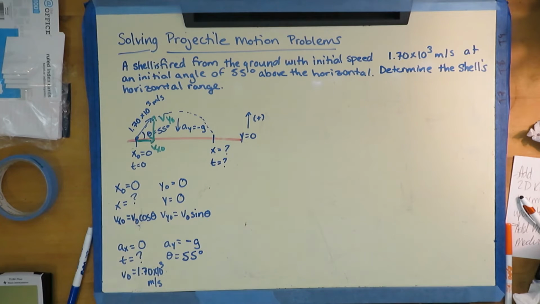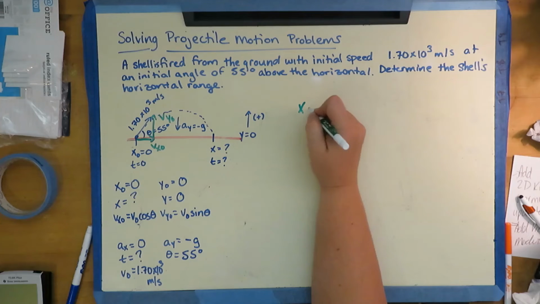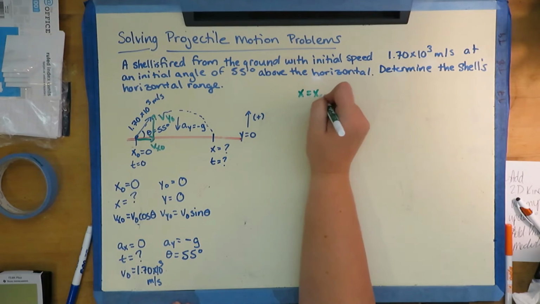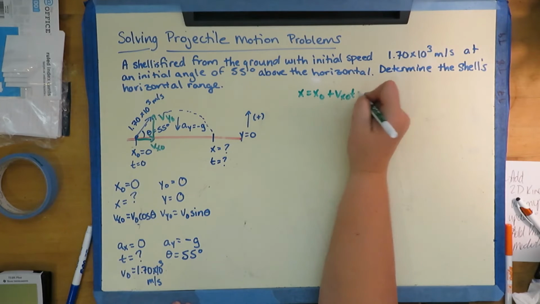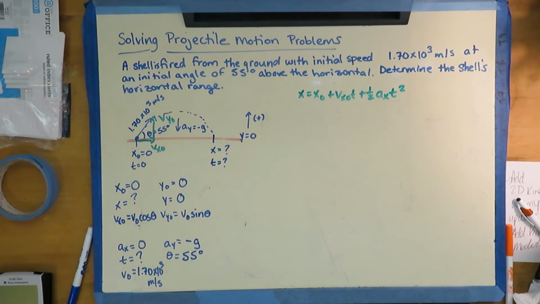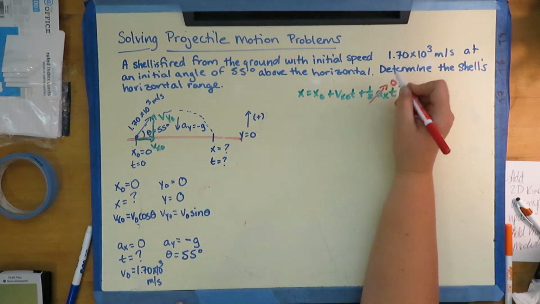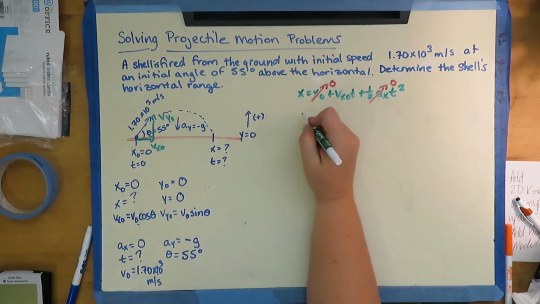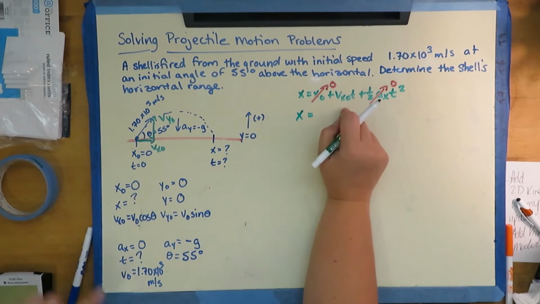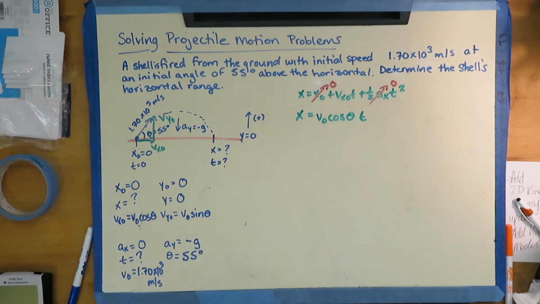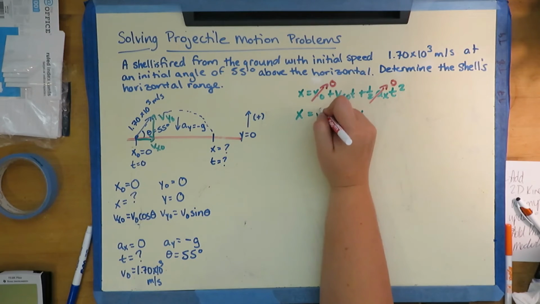Well, in the x direction, the only equation that's really valid is our x equals, I'm going to write this a little smaller up top, x equals x0 plus vx0t plus 1/2 ax t squared. So I always start there, even though I know this equation simplifies down. I know that my ax is 0 and my x0 is 0. So this equation just tells me that x is equal to Vx0, but Vx0 is V0 cosine theta times t. Now, I know V0.